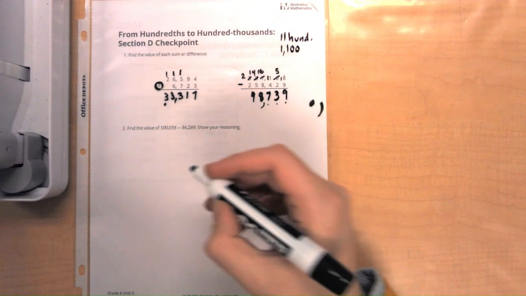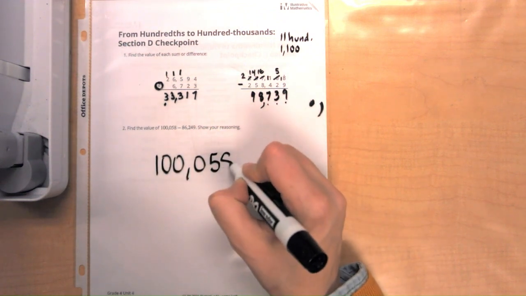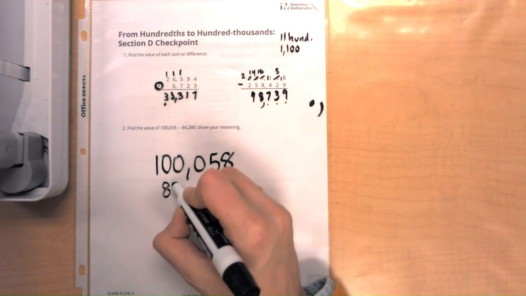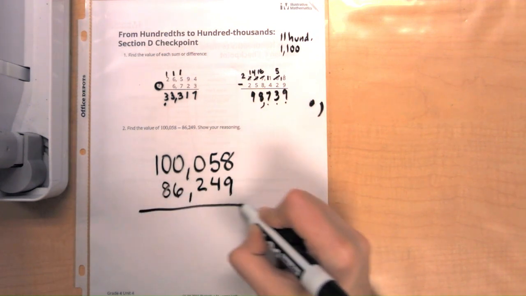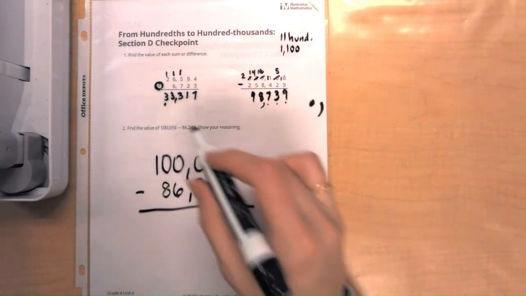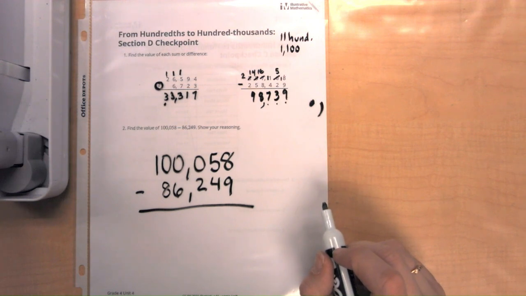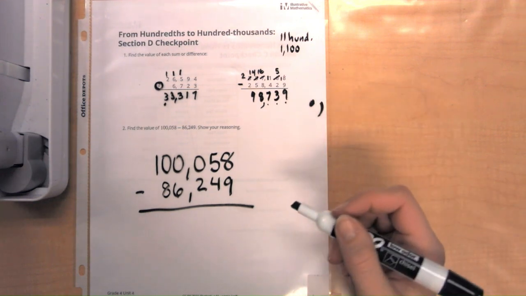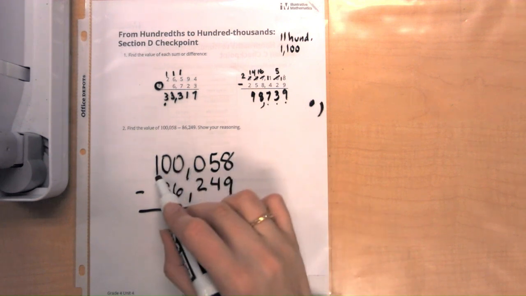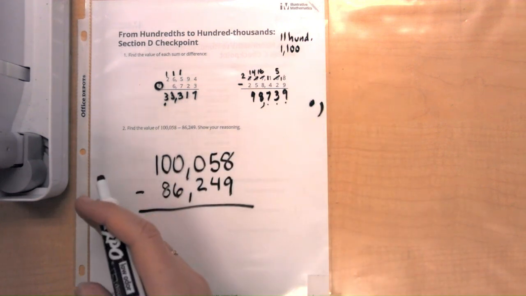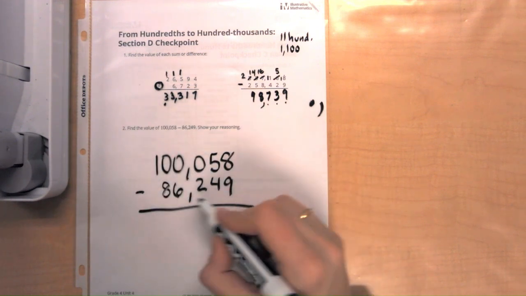All right? Now, the hardest part about subtracting in 4th grade is using these zeros. It used to be hard, but now it's not. Find the value of 100,058 minus 86,249. Here's the thing. A lot of this is impossible, so we have to just go find help. 8 minus 9 is impossible.